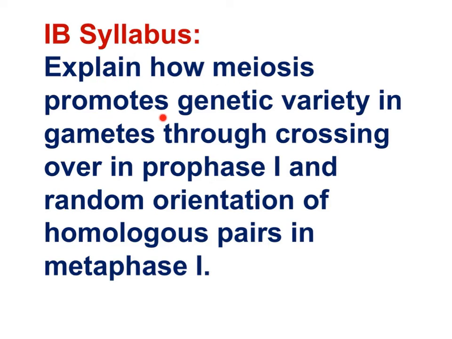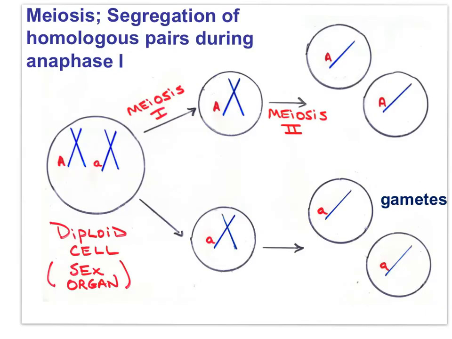Explain how meiosis promotes genetic variety in gametes through crossing over in prophase I and the random orientation of homologous pairs in metaphase I. When homologs have different alleles, as you can see here, and those alleles separate during meiosis I, the resulting cells are genetically different. You can see this here. One set of gametes has this allele, and the other set of gametes has this allele. I know this doesn't seem like a lot of variation, but be patient. The alleles separate into different cells during meiosis.